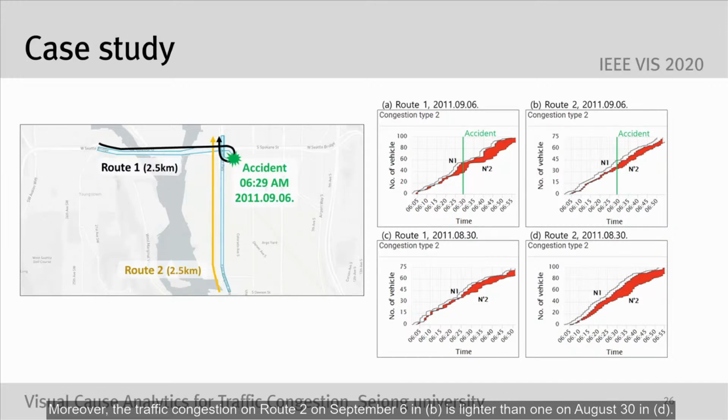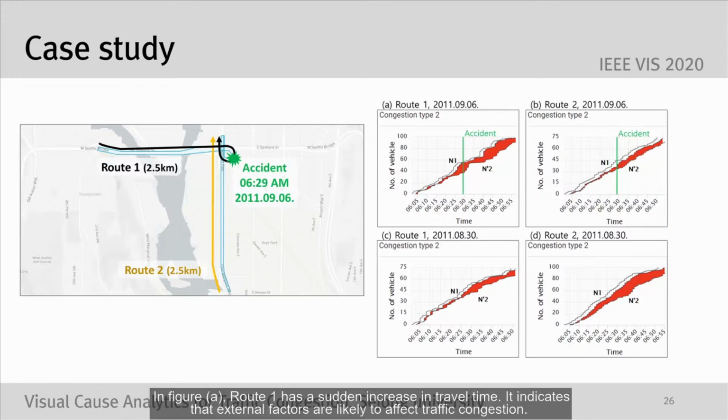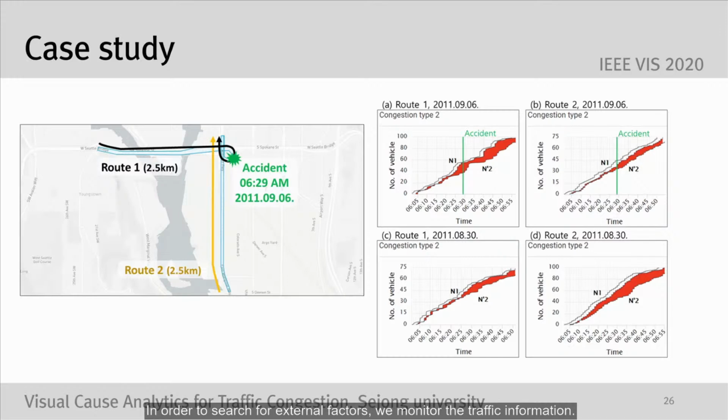Moreover, the traffic congestion on Route 2 on September 6 in B is lighter than one on August 30 in D. The CNN classifier classifies the N-curve pattern on Route 1 as congestion type 2, but lacks traffic accident, bad weather, and special events belonging to this type. In Figure A, Route 1 has a sudden increase in travel time. It indicates that external factors are likely to affect traffic congestion.